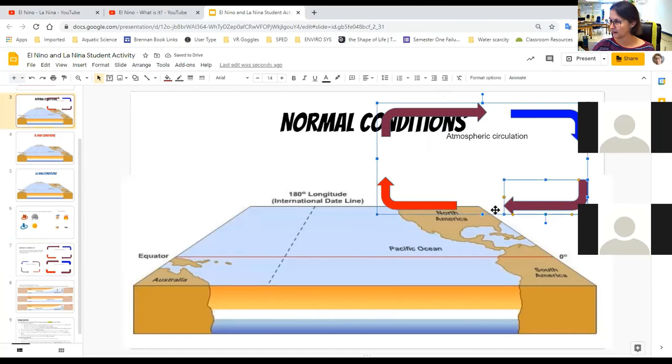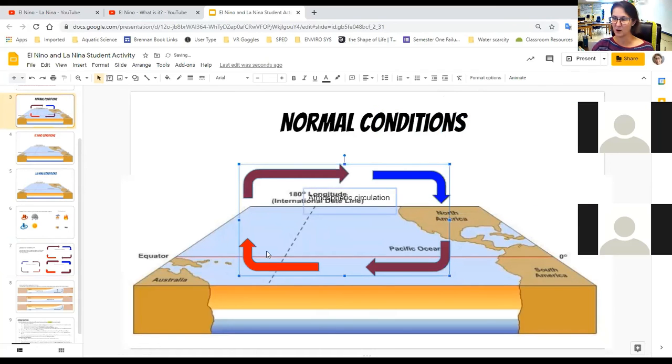Hang on. Where's my movie thing? Got to move it. There we go. So you're going to move it in place. So high pressure is where the air is coming down. Low pressure is where the air is going up. Okay. Everybody's good?